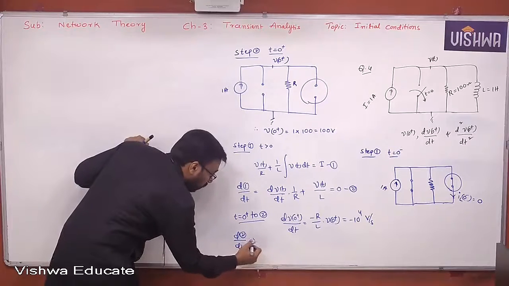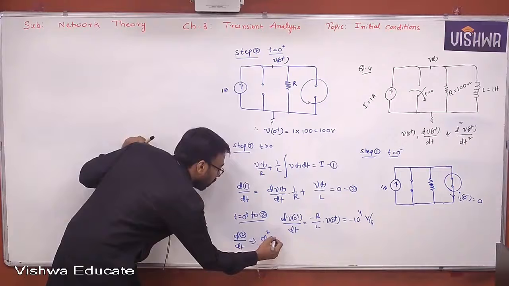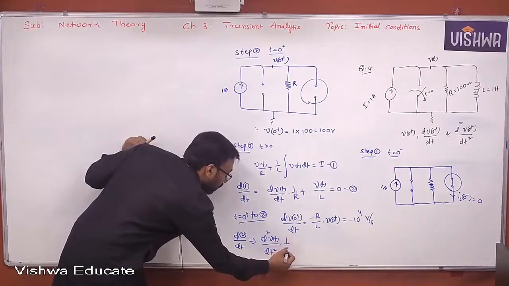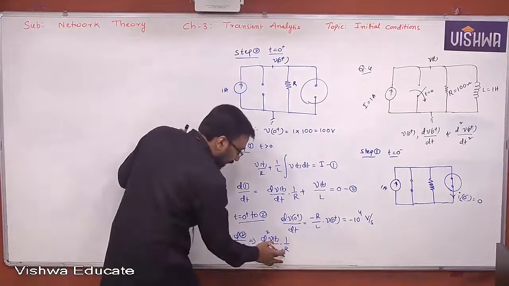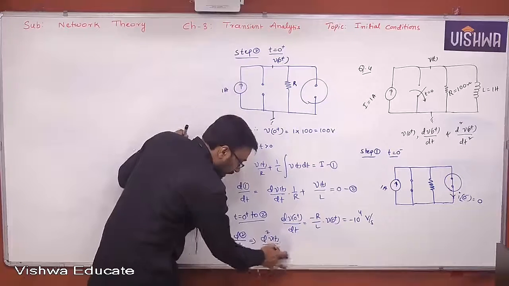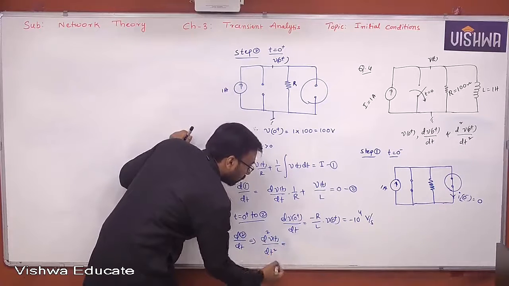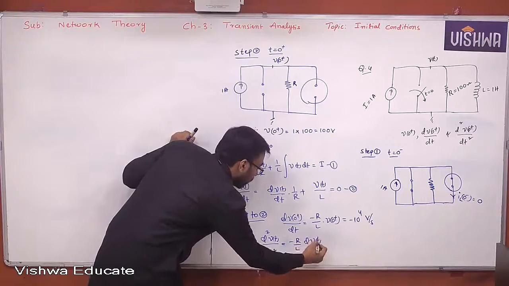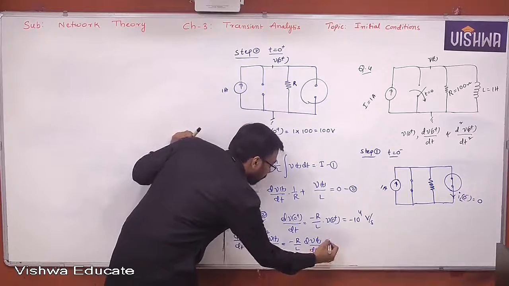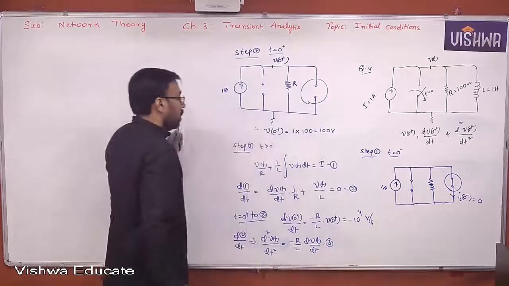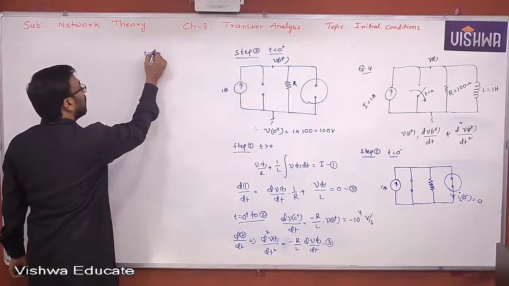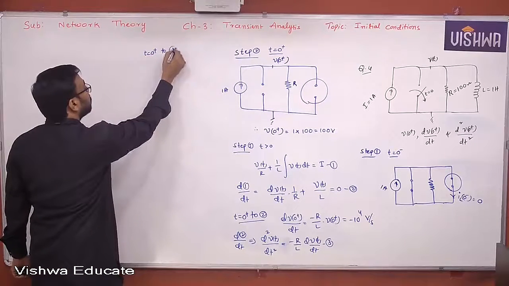Now again you differentiate equation 2 with respect to t. That will give you d square V of t by dt square into 1 by R, or else you can directly write, is equal to minus R by L dV of t by dt. Equation 3. Now apply t equal to 0 plus conditions to equation 3.